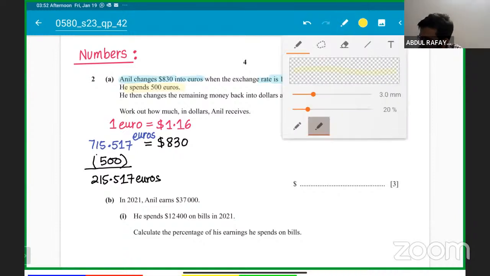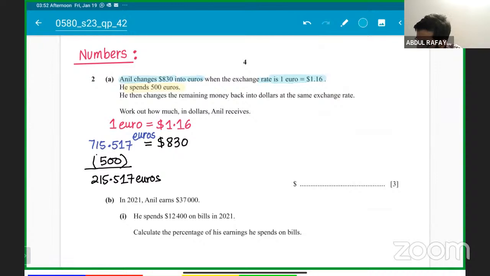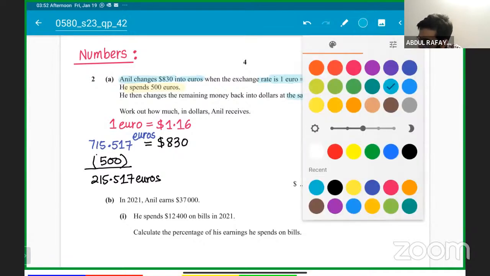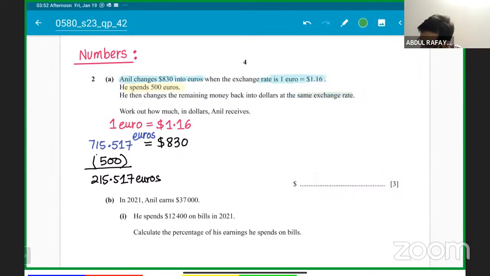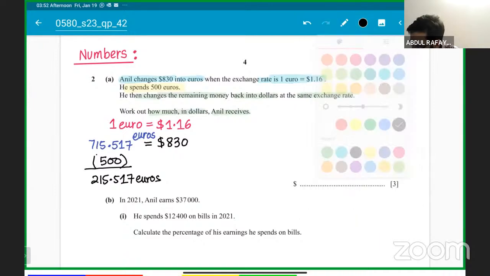He then changes the remaining. On the same day, at the same exchange rate, they are changing it back to dollars. So we have to work out how much in dollars Anil is receiving. So let's work it out.